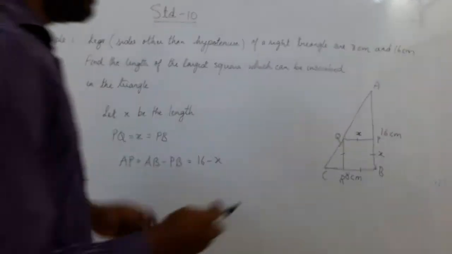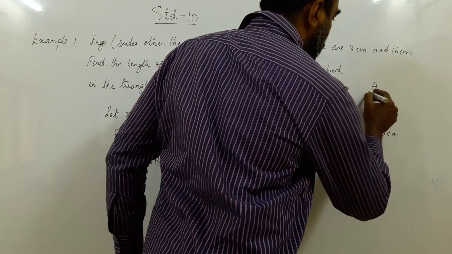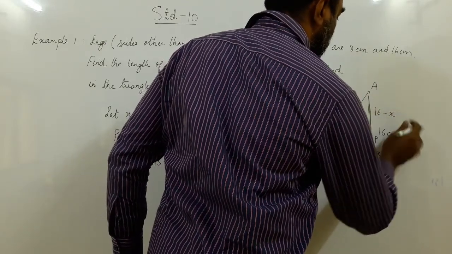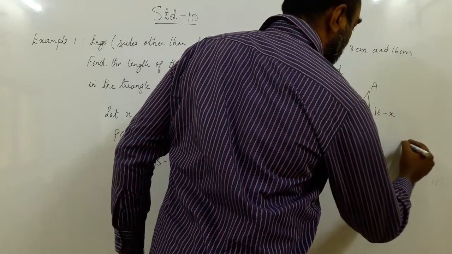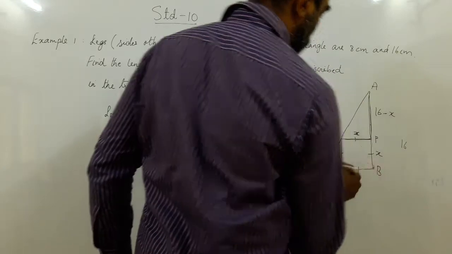So what have we got? This side is X. This much here is 16 minus X. This whole side is 16, I'll write it here. But this much is 16 minus X, and this is X.